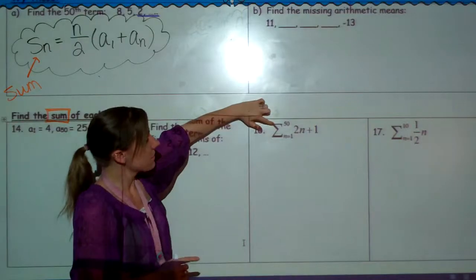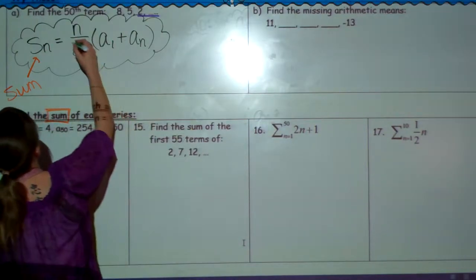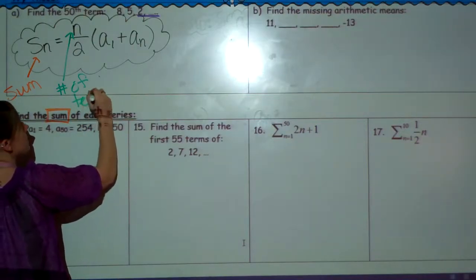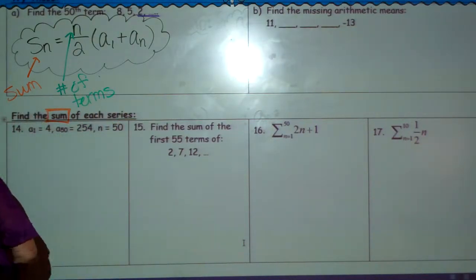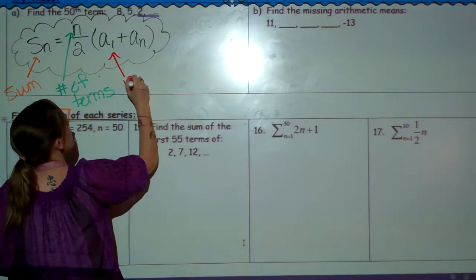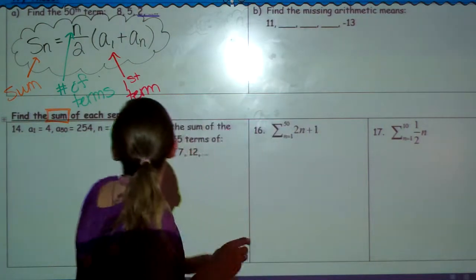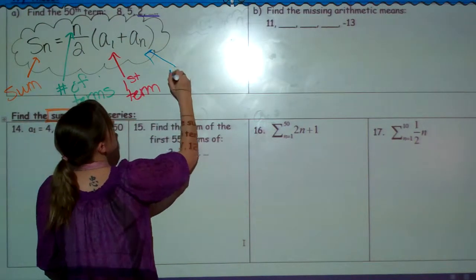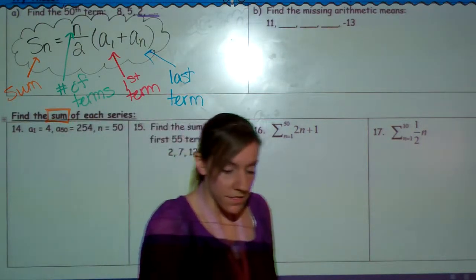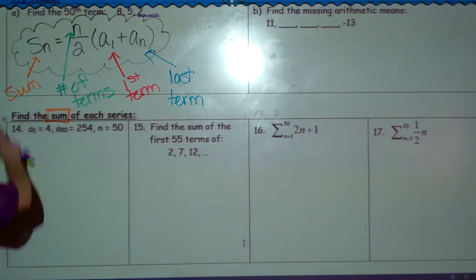And there is a notation. This is a notation that means sum, to help us also remember that's the formula we're supposed to use. We know that this stands for the number of terms, this stands for the first term, and this stands for the last term. Okay, so we know all of those pieces. Again, we're just going to list and then start answering the question. Just use the formula.